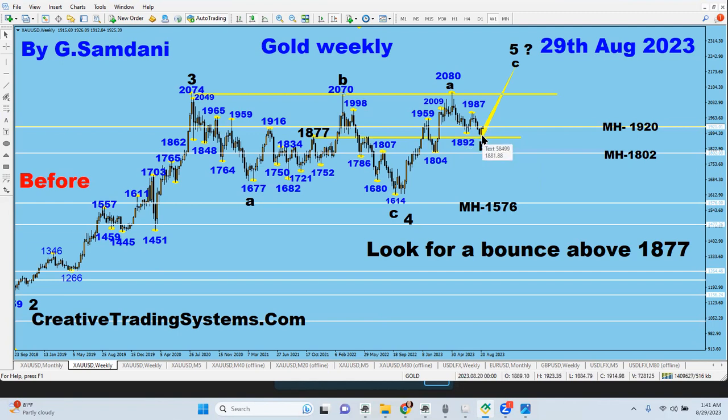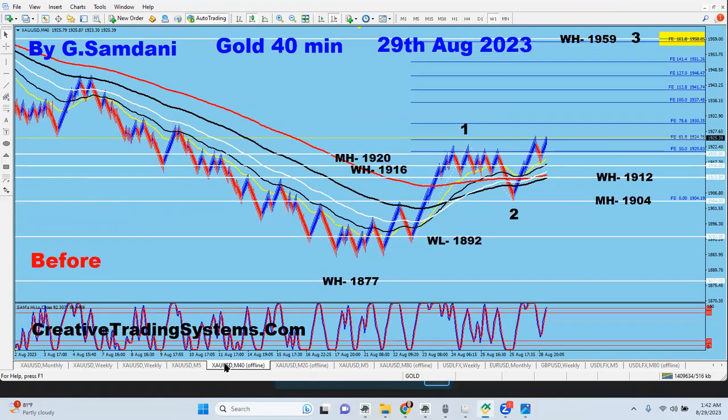Last week was all bullish candles and the current week is also bullish, and we are above 1920, which is a very important number. How does it look on a 40-minute chart? It is this. See this 1920 right now. We were hitting it here, then dropped.